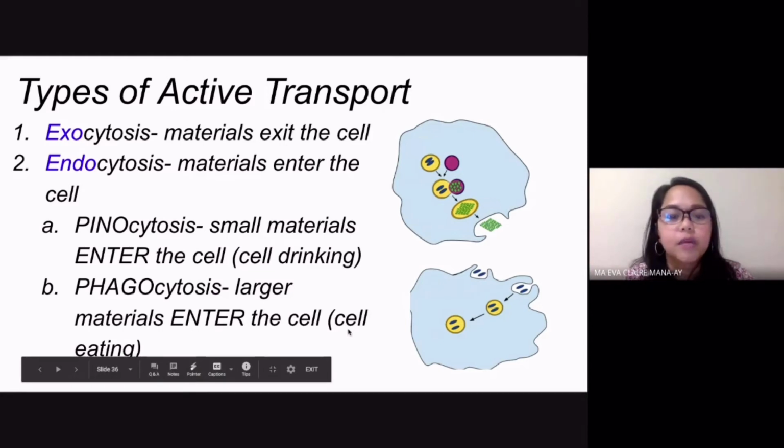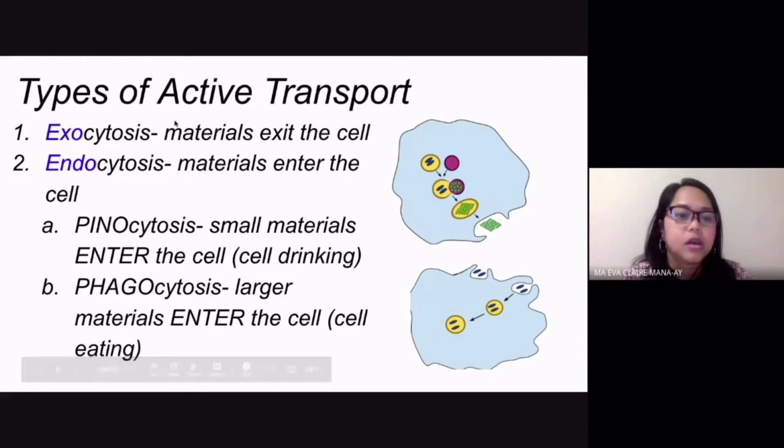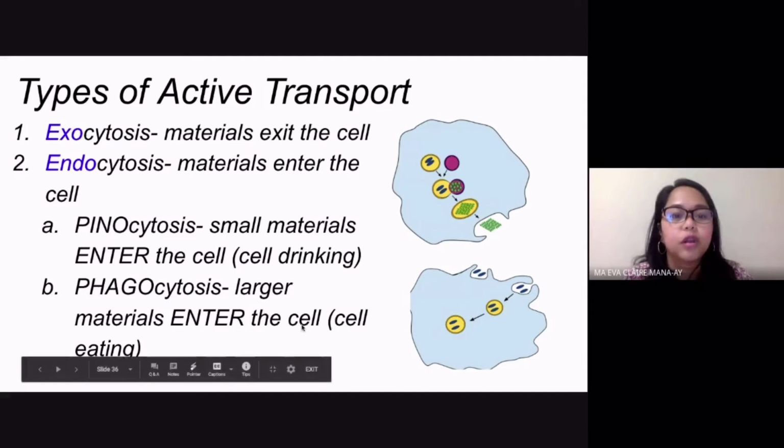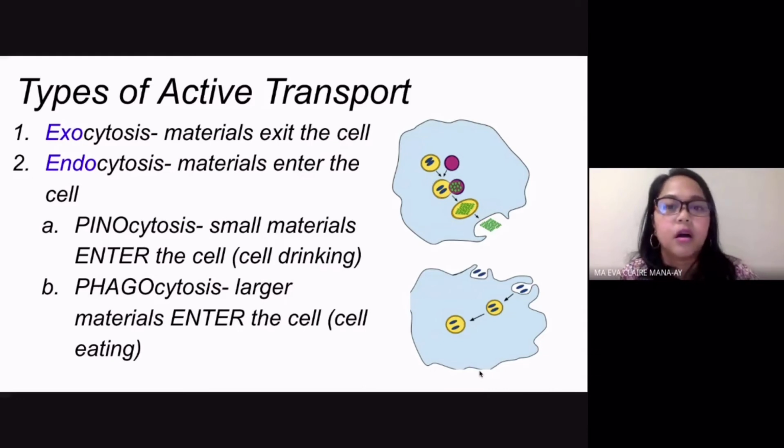So again, these are the types of active transport: exocytosis, expelling materials out of the cell; endocytosis, where materials enter the cell. Two types for this: pinocytosis for smaller molecules, also called cell drinking; and phagocytosis for larger materials, called cell eating. Again, passive transport and active transport, even if they are opposites, their main goal still is to maintain homeostasis. Whatever is in excess is going to be expelled. Whatever is missing inside the cell is going to be replenished.